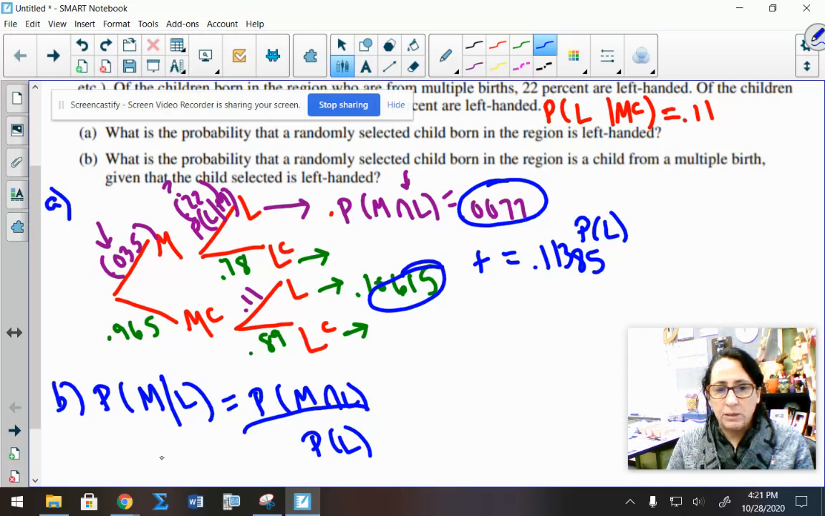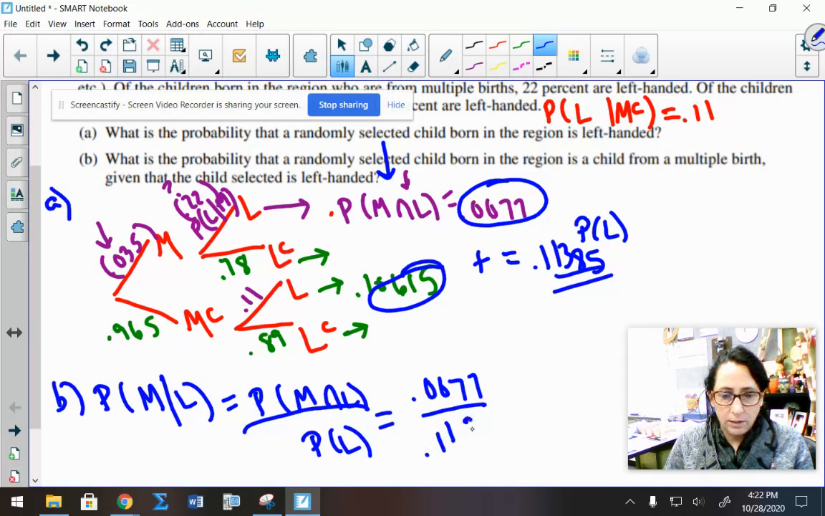The ands are in the very last column, where we multiplied. So the probability of M and L was 0.0077, and the probability of L we just found in part A was 0.11385. That gives me about 0.0676. So that would be part B.